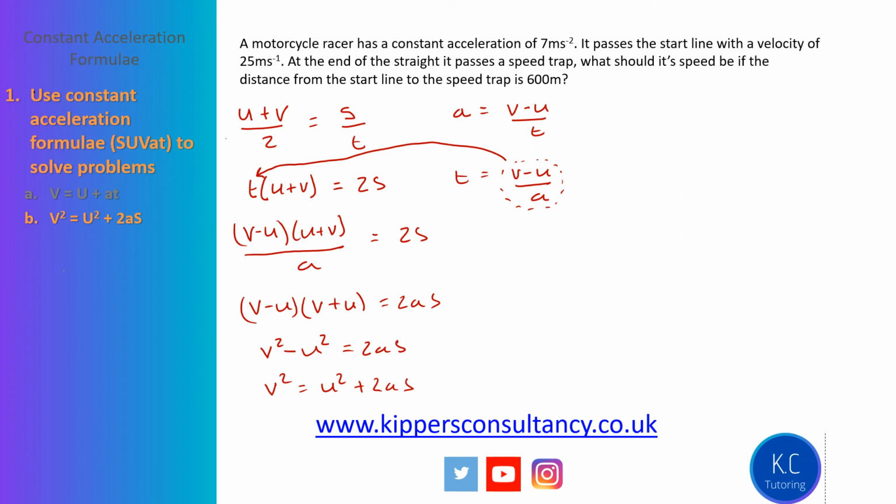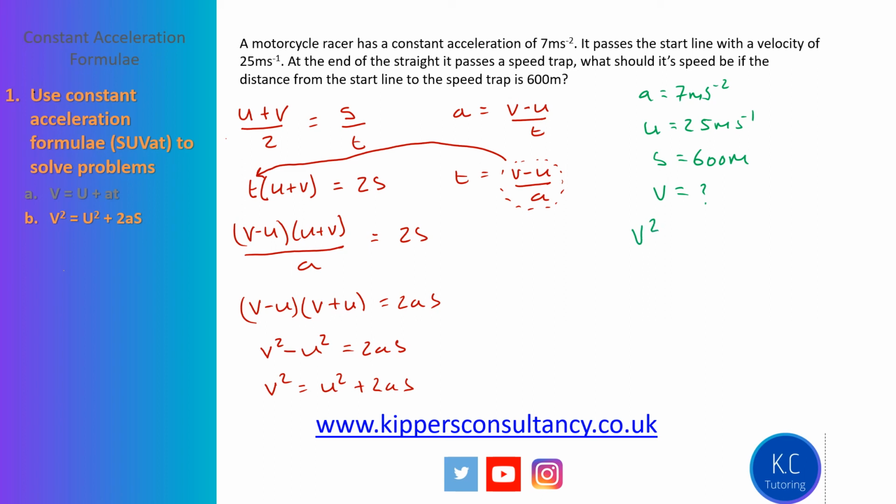Let's see how this equation applies to our example. So we have a motorcycle racer and it has a constant acceleration of 7 meters per second squared. And I'm going to write down the information in the question as I read through it. It passes the start line with a velocity of 25 meters per second. So that sounds like the initial velocity is 25 meters per second. At the end of the straight, it passes a speed trap. What should its speed be if the distance from the start line to the speed trap is 600 meters? So we know the distance is 600 meters and we're looking for the final velocity.